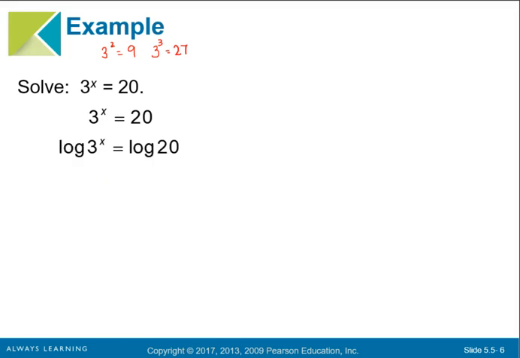So we're going to take our log base 10 of 3 raised to the x, and that's going to equal log base 10 of 20. We're going to bring that exponent of x down in front.